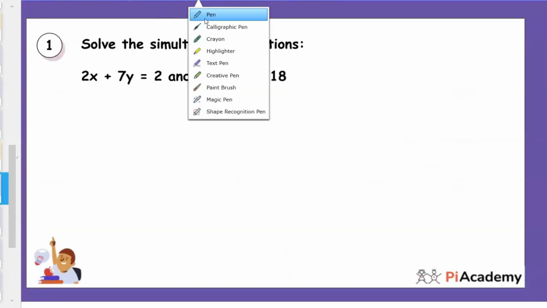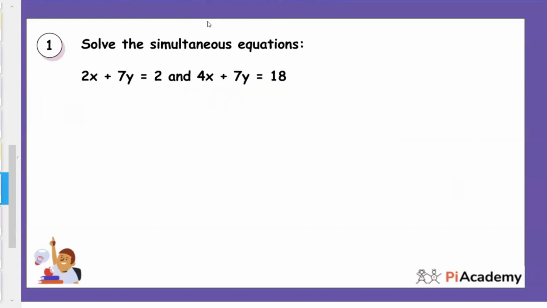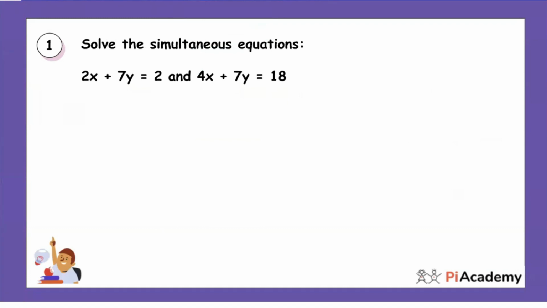Let's have question number 1. Here we have to solve the simultaneous equations, and the equations are 2x plus 7y equals 2, and another equation is 4x plus 7y equals 18. Take 2 minutes to solve this question. It is easy. 2 minutes is more than enough. So try it and let me know your answers in the chat box.